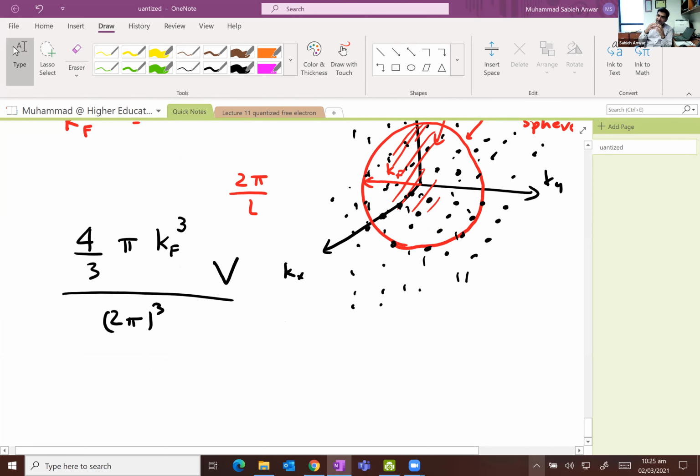All right. Now, each small k volume, each cube in the k point, can accommodate 2 electrons, because of spin degeneracy. So the number of states, or the number of electrons, that I can have inside the k sphere is given by the expression that I've written over here. This factor of 2 arises because of the 2 possible spin states, up and down.